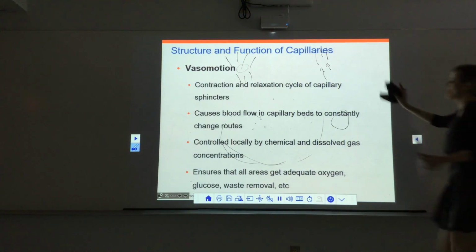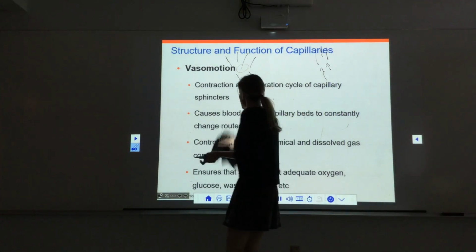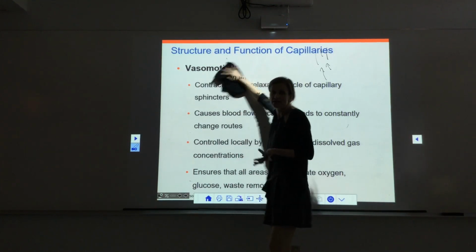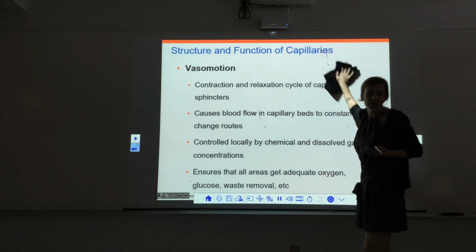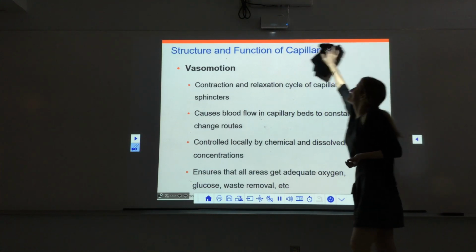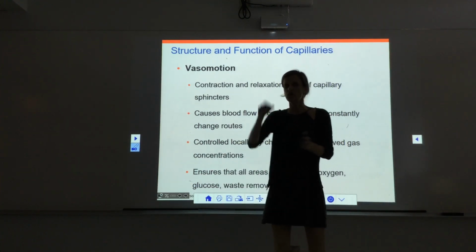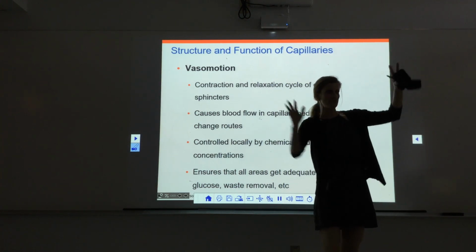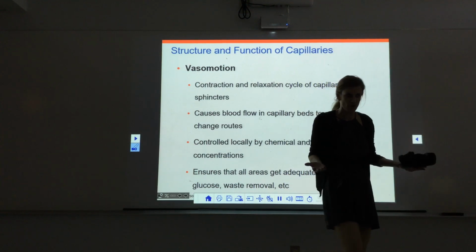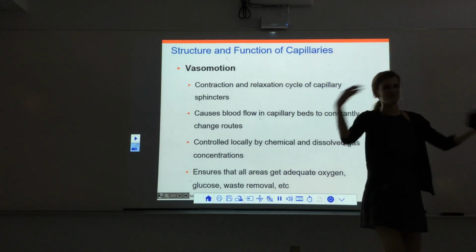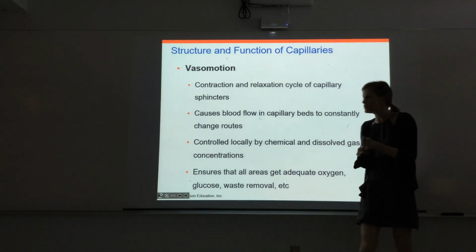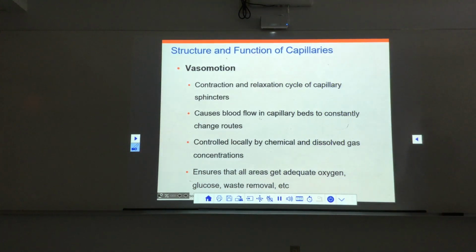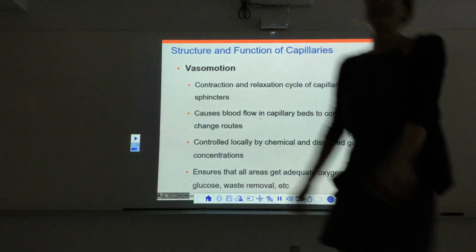Last thing, I mentioned vasomotion. I mentioned that the blood constantly changes route through the capillary bed, right? Different areas of the tissue, different cells might need more blood at different times. So we tell those precapillary sphincters to contract or relax to constantly alter that blood flow and bring it to the side of the tissue that needs it most, right? To deliver oxygen or to pick up CO2 and carry away waste as needed. So the blood's constantly changing routes through that capillary bed. That's vasomotion.